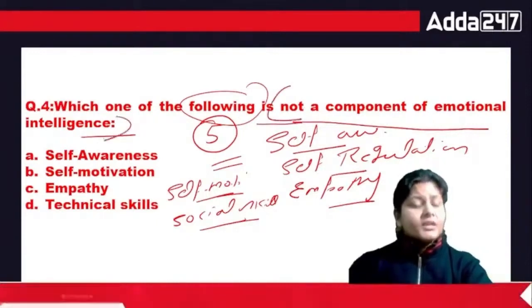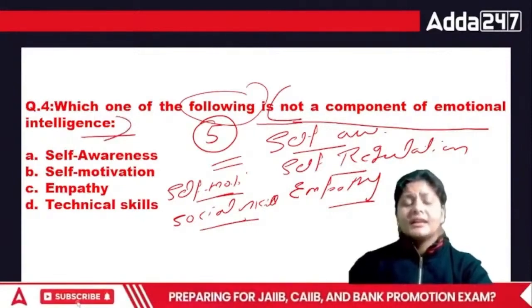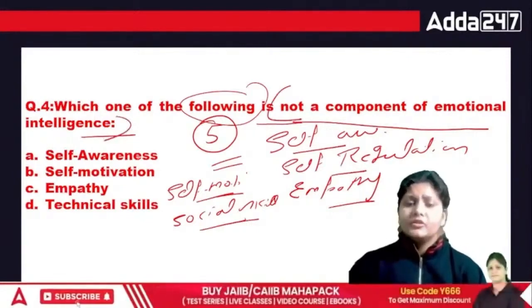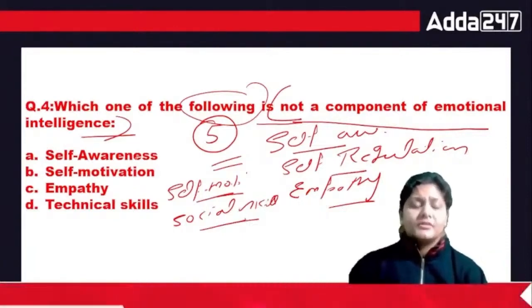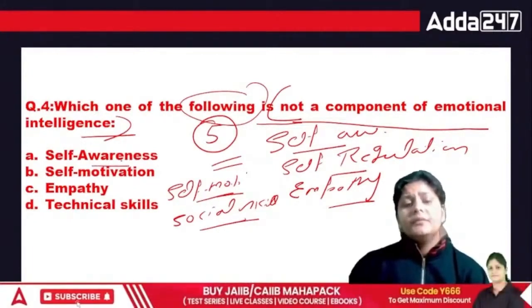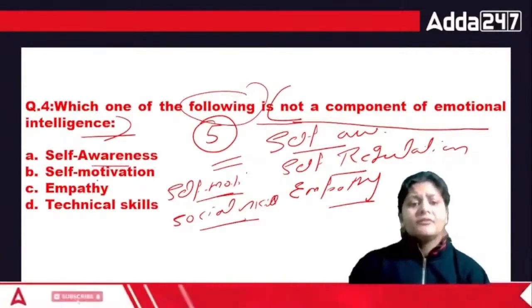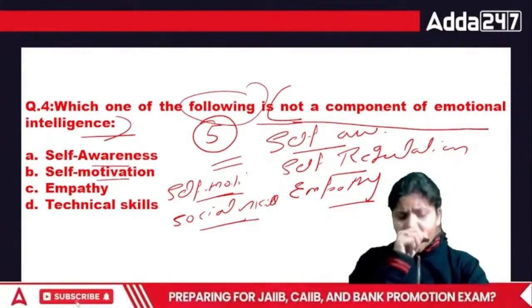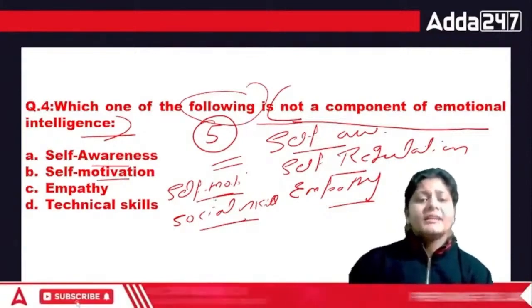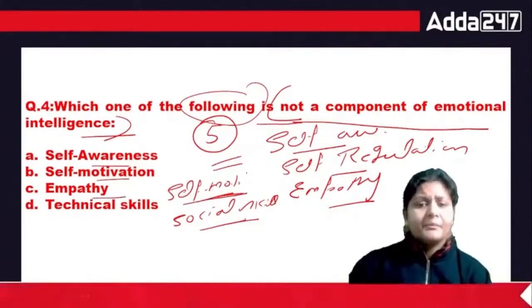So when we are talking about EI, that is the ability to regulate your behavior and to regulate other person's emotion as well. So we have the 5 components here. Number 1 is self-awareness, that is to have the awareness about your emotion. Then we have self-motivation, that is all about motivating yourself. Then we have empathy.